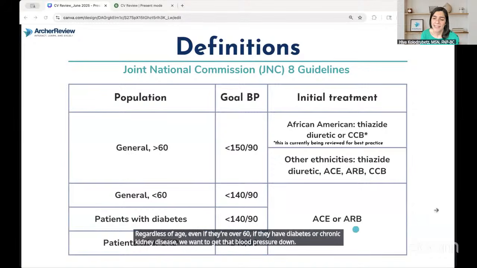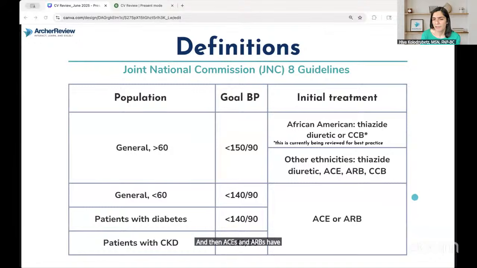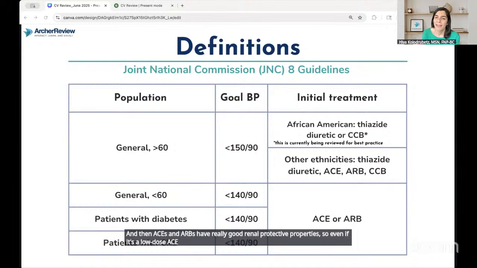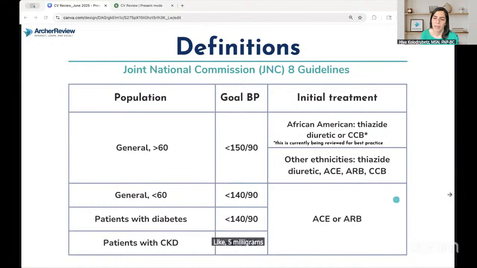And then ACEs and ARBs have really good renal protective properties. So even if it's a low dose ACE or ARB, like 5 milligrams, I still try to get my patients on an ACE or an ARB to protect those kidneys.